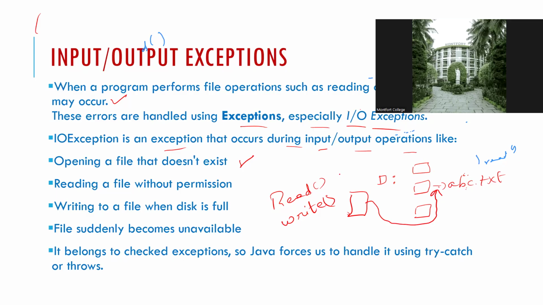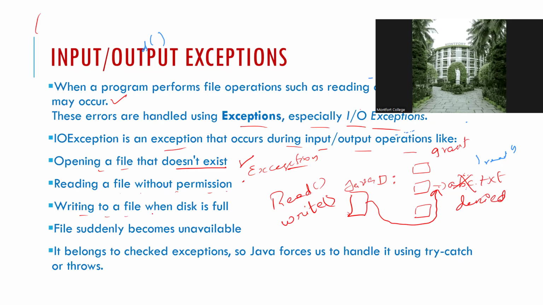But this file is not there. For example, I don't have abc.txt in the directory, and I'm trying to access it through the Java code. In that situation, it has to show what? The file I'm trying to open does not exist. That exception can arise. This is one possibility. Coming to the second one, reading a file without permission. Yes, access denied. That exception also can be raised.